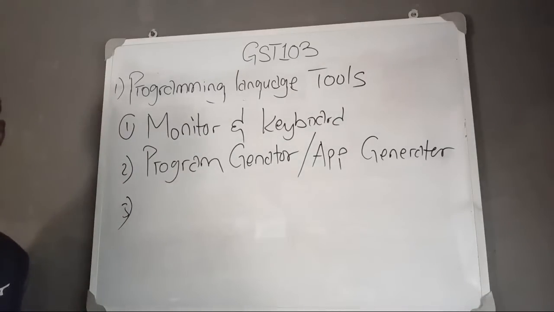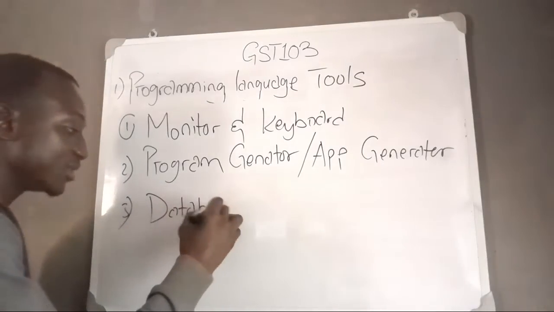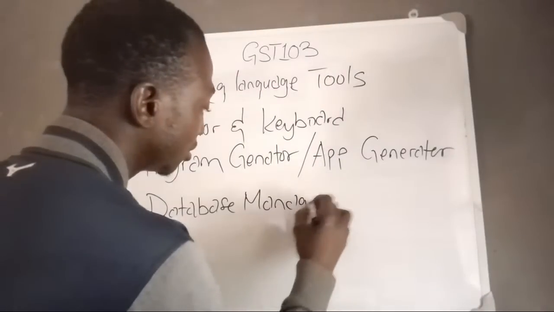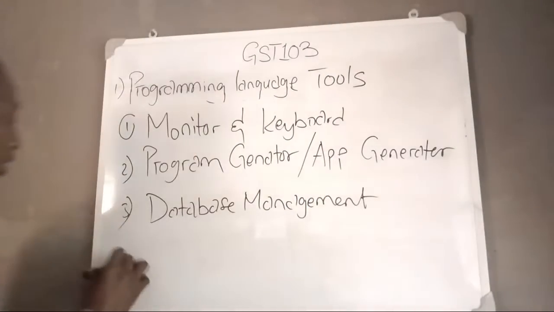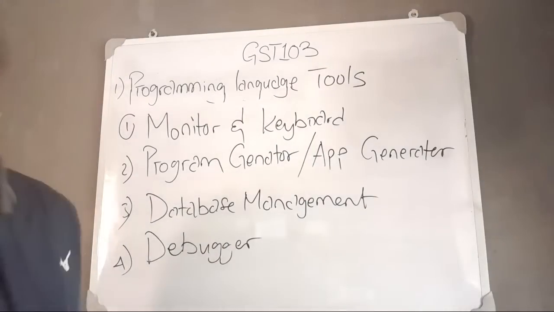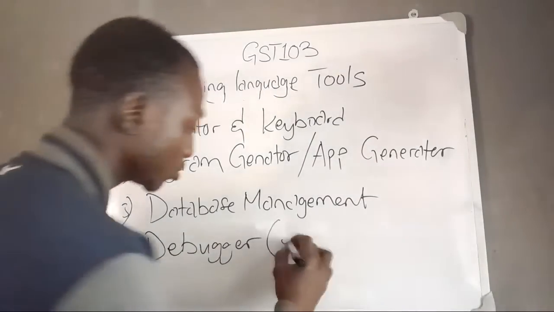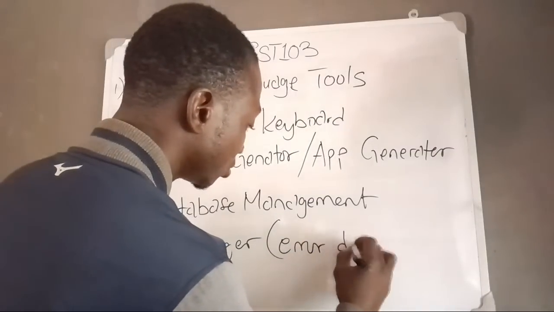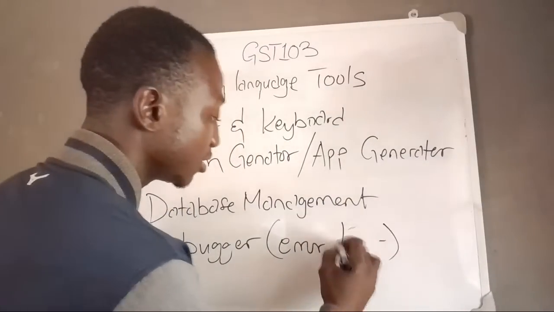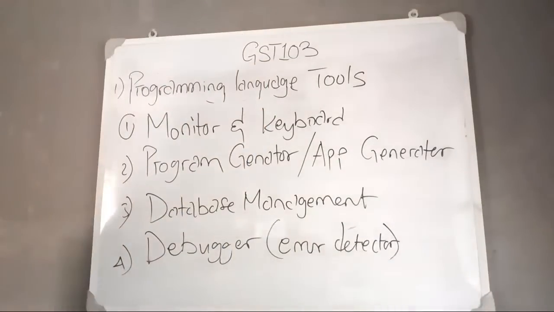So we have question number 3. We have database management. Definitely, database management is also essential. It's an essential tool. And we have the debugger. That's the error detector. We have detective error. That's the debugger.